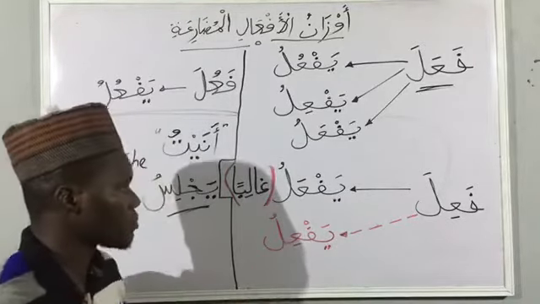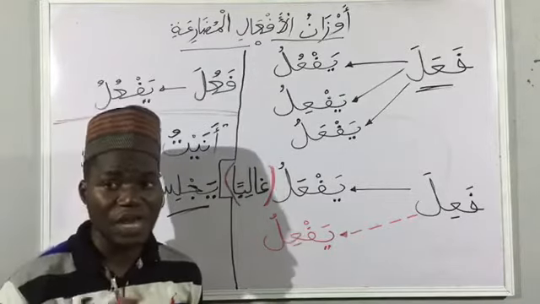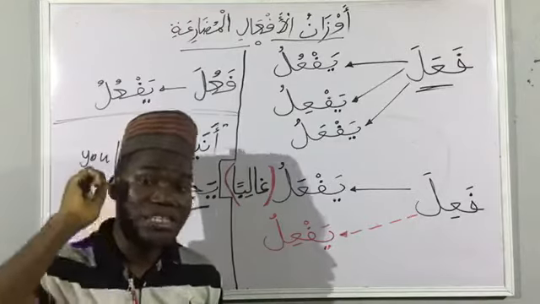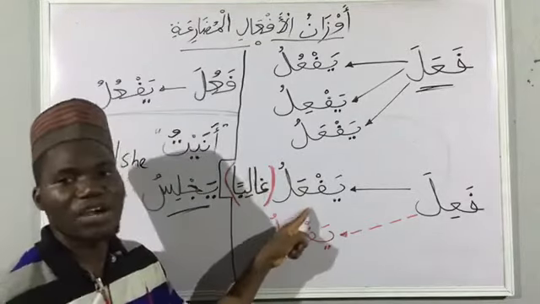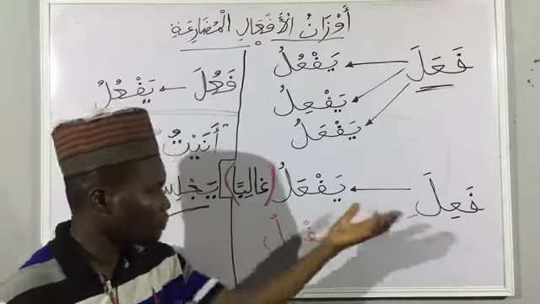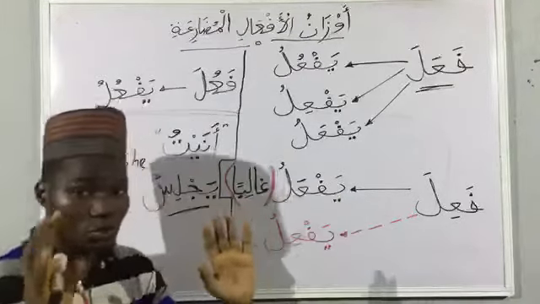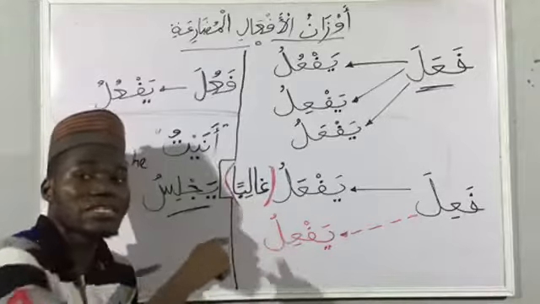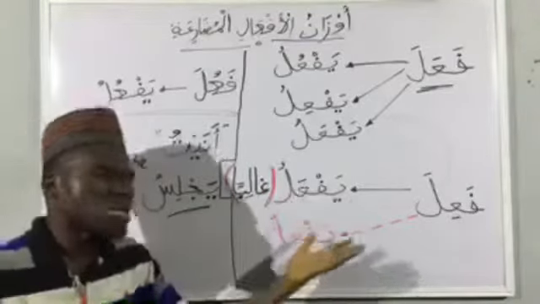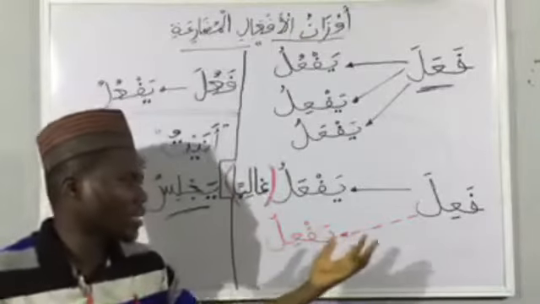So most of the time, when you hear fa'ala, if you are asked, what is the Mudari of fa'ala? What should come to your mind straight away? It is yaf'alu, finally. Don't let yef'ulu come to your mind, it is very rare. So yaf'alu is what should come to your mind. That's why I wrote "mostly", I mean most of the time yaf'alu. In rare cases, we have yef'ulu.